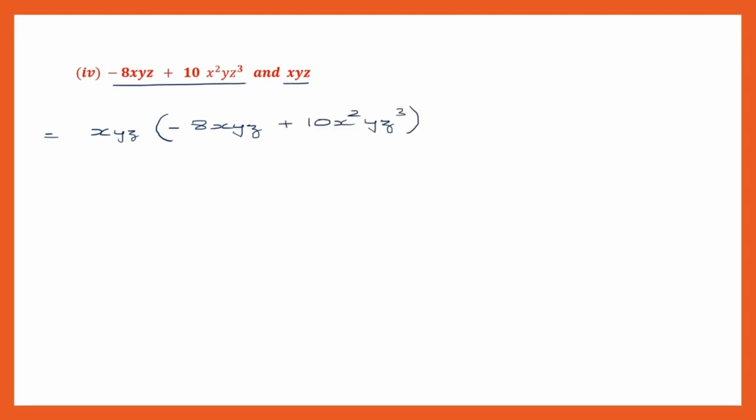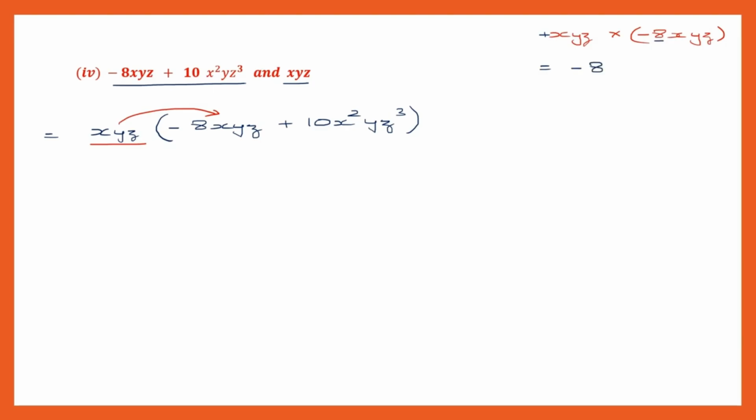So let's be careful. There are many variables with different powers. So let's carefully do this. xyz into minus 8xyz. Let's do that. So here the sign is minus because this is plus. Plus into minus is minus. The number is 8. So let's write only 8.